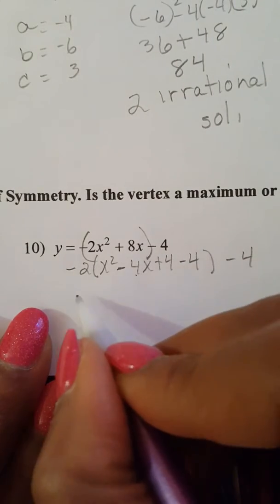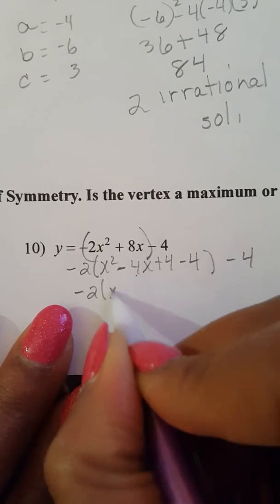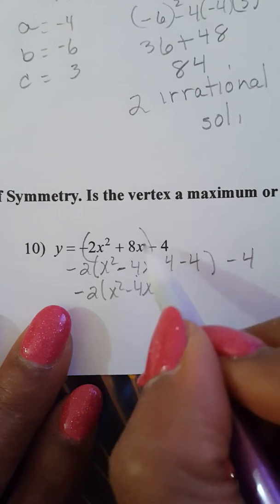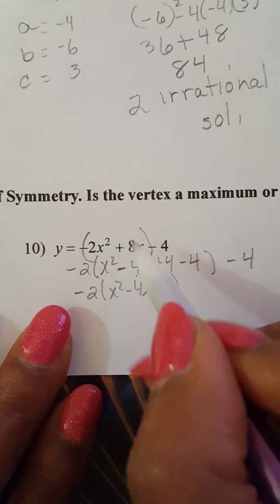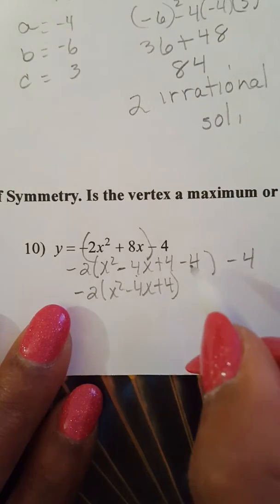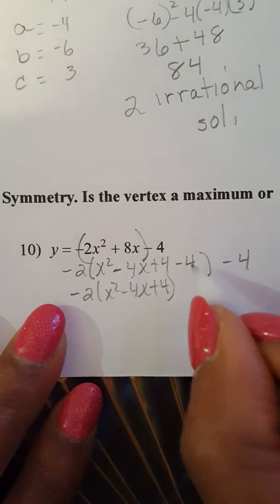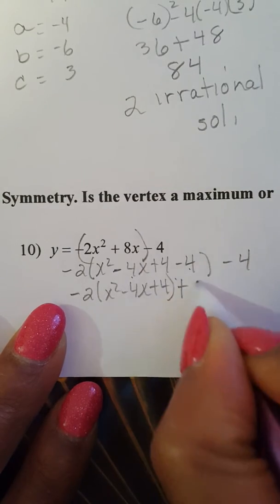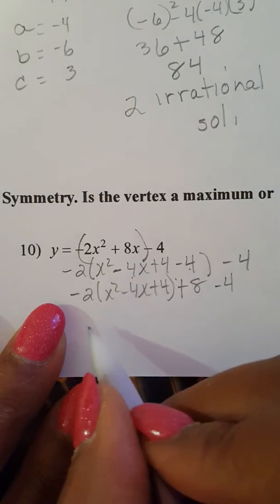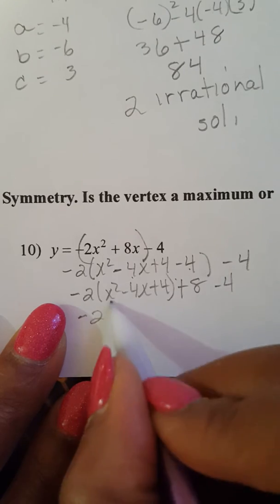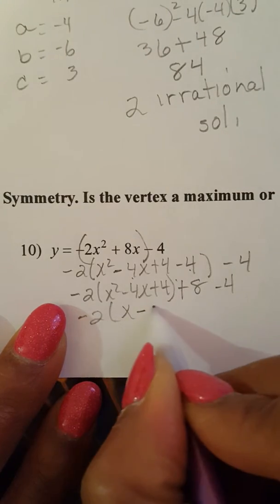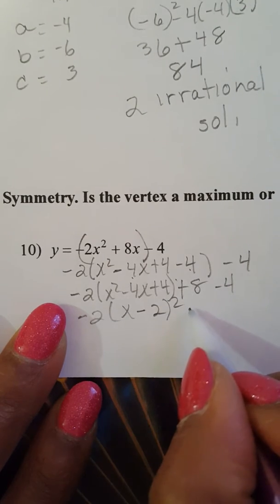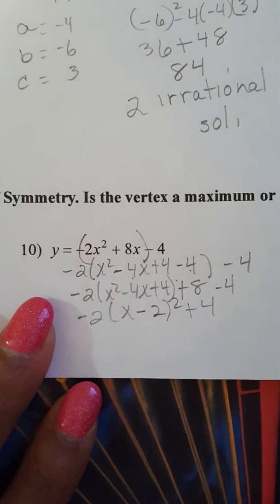Then we regroup. That's negative 2 times x squared minus 4x plus 4. Now remember, everything in parentheses had negative 2 as a common factor. So before I kick the negative 4 out, I give it back that factor. So negative 4 times negative 2 is a positive 8. And then we factor what's in parentheses, which factors into x minus 2 squared.